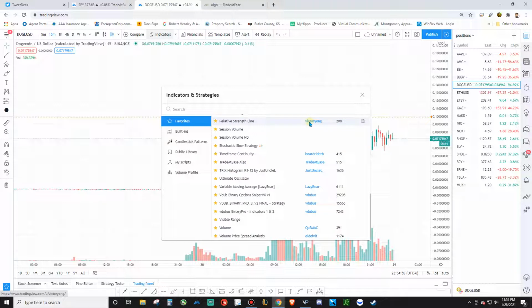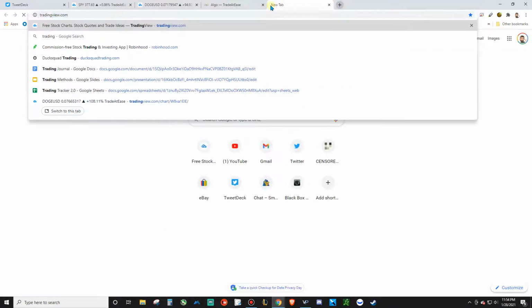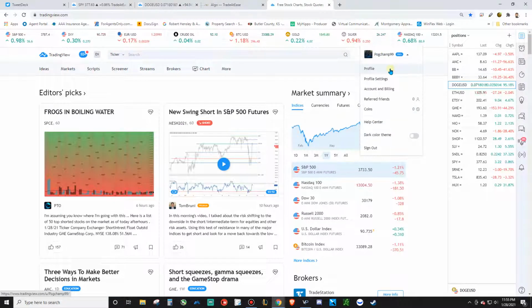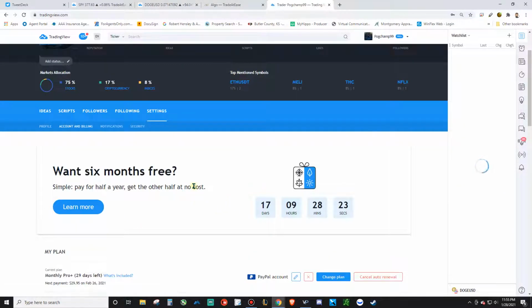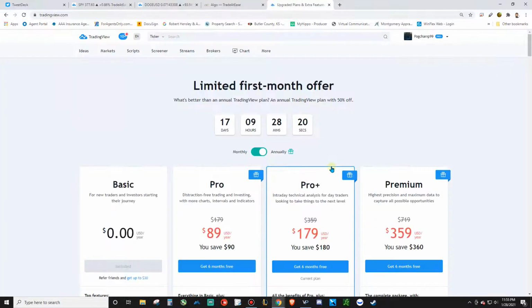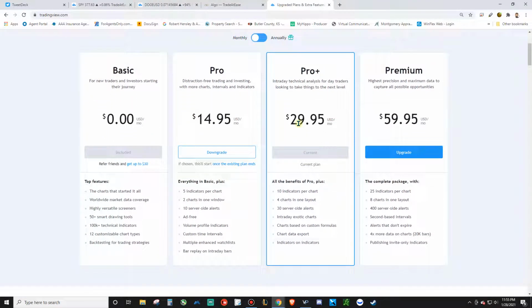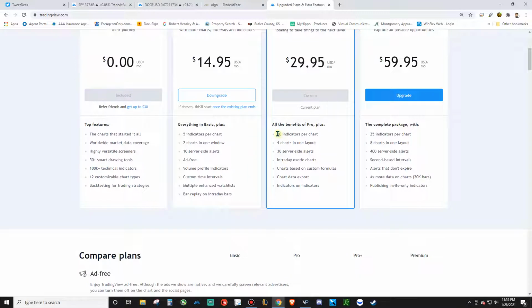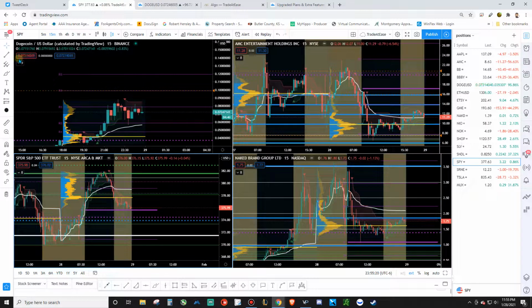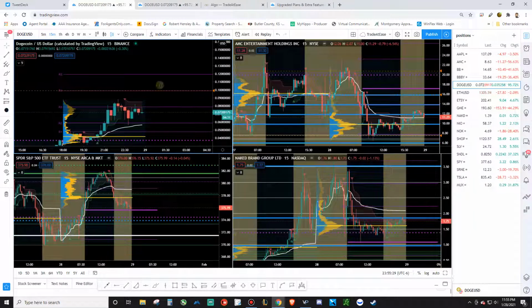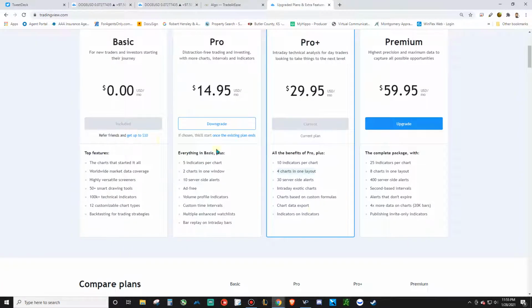But I do have the pro version of TradingView, which I highly recommend, because TradingView is just amazing. Some of you guys might like it, but I think it's definitely worth the $30 basically to get the extra 5 indicators. As you can see, I've got 9 indicators now on my charts, and you get 4 charts in one layout. But you can't do that with this one or this one.